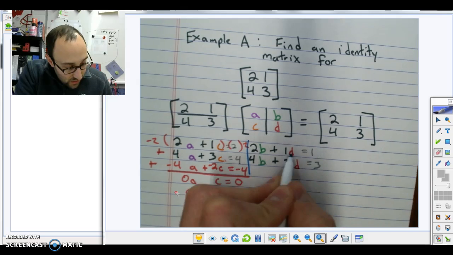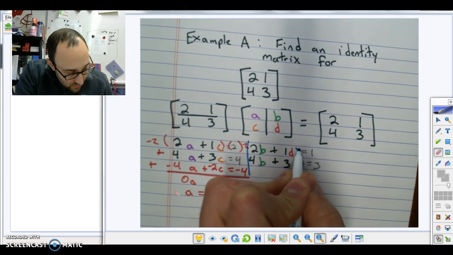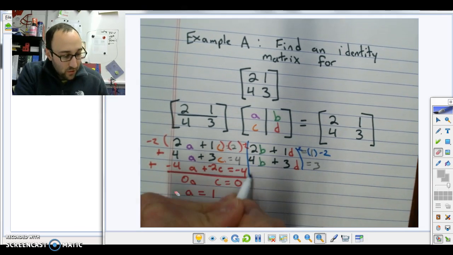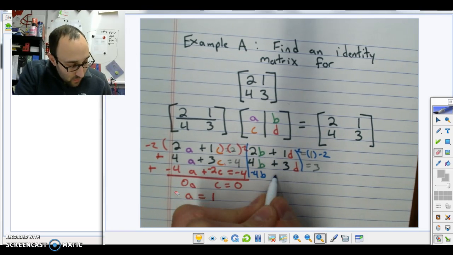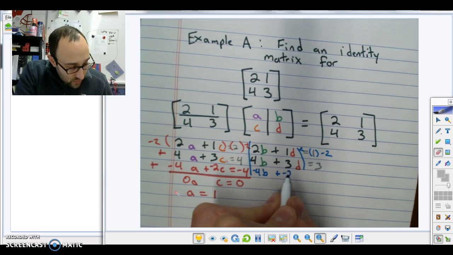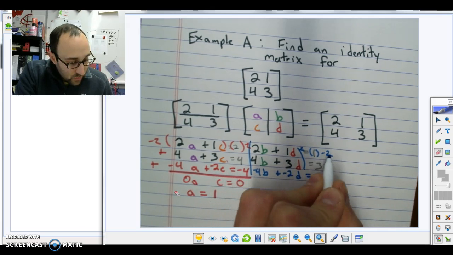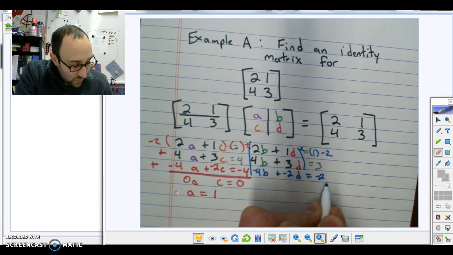I'm going to multiply it by -2. So that top one's going to be -2, and multiply this by -2. I'm going to write it underneath. So I've got -4b plus -2d equals -2 times 1 is -2, and I'm going to add these together.